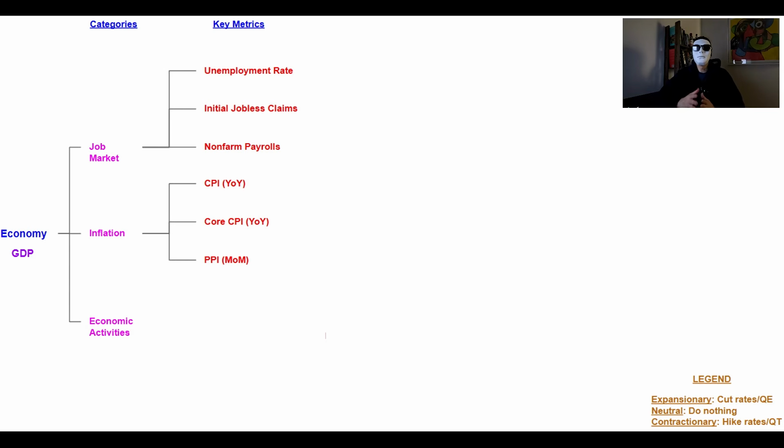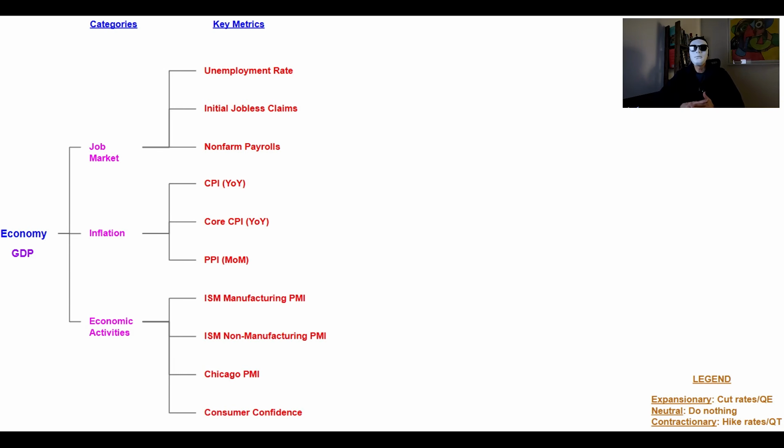Next, on the economic activities, the data which I monitor is number 1, the ISM manufacturing PMI, number 2, the ISM non-manufacturing PMI, number 3, Chicago PMI, and number 4, consumer confidence index. Okay, so as I said previously, I believe that if you monitor these 10 macro data periodically, you'll most likely cover around 80 to 90% of economic activities.